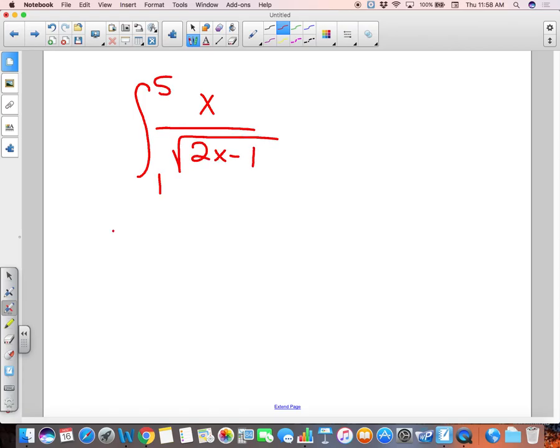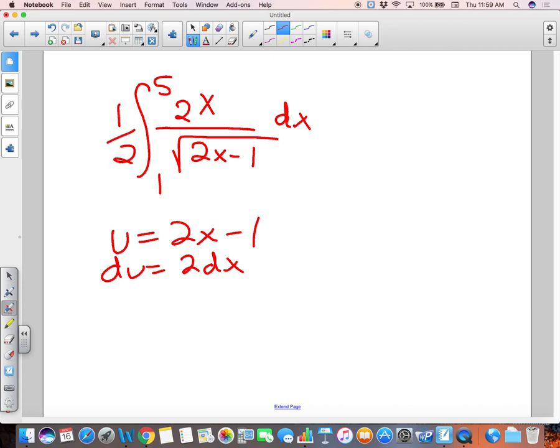Okay. So in this case, u has got to be what's in the square root, right? 2x minus 1. So du is 2dx. So I need a 2. All right, so I'm going to divide by 2 because I multiplied by 2, right? So if I change this, right now I've got 1/2. The 2dx is the du, so I have x du over the square root of u.